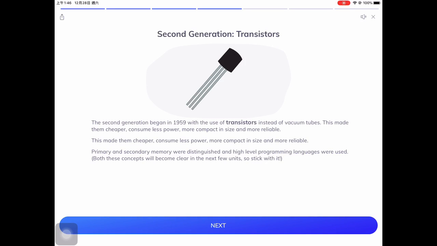Primary and secondary memory were distinguished and high-level programming languages were used. Both these concepts will become clear in the next few units, so stick with it.